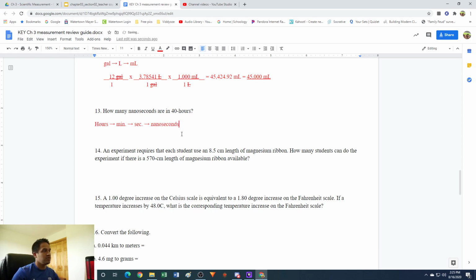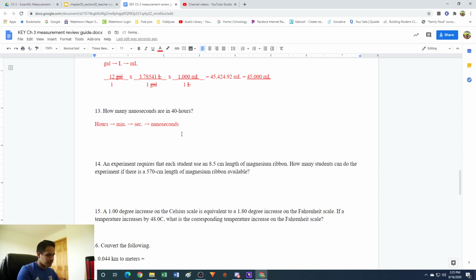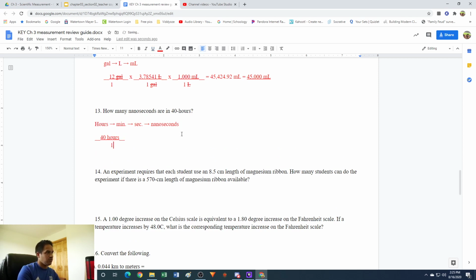Okay, so we're going to do this in 4 steps or 3 steps, I guess, however you want to think about it. But we will start with 40 hours. Again, if you want to put it over 1 to make it a fraction, you can. And our conversions are going to be, let's just write them all out so we can see them here.